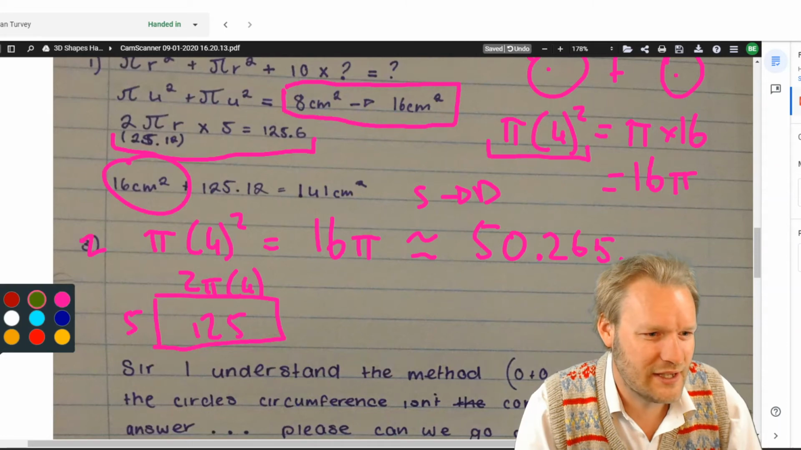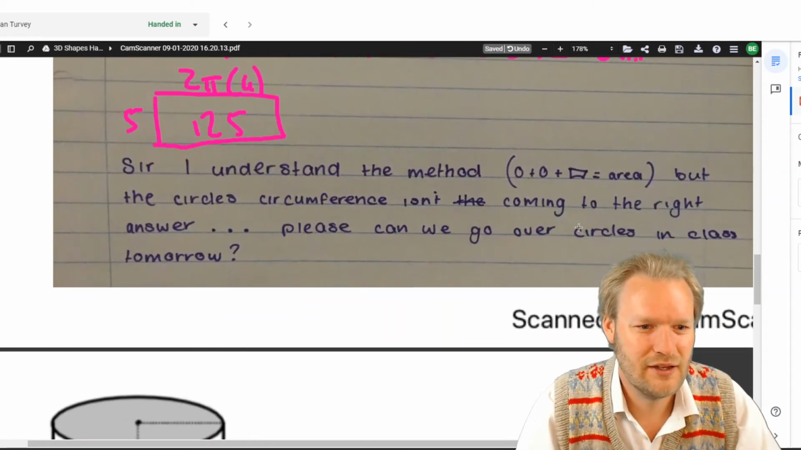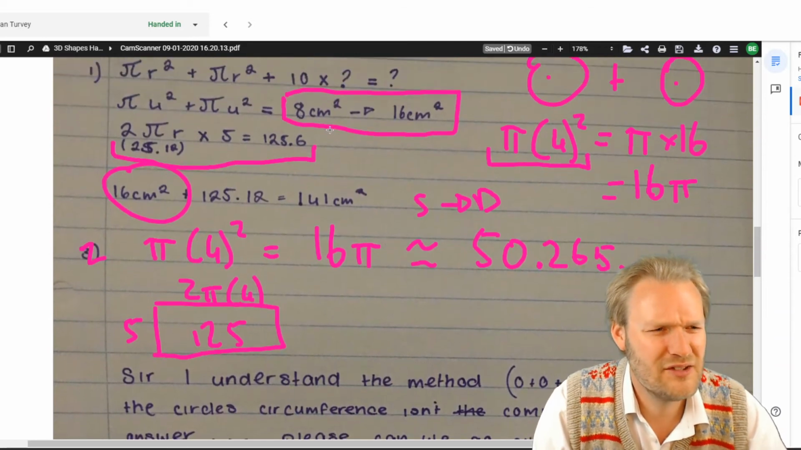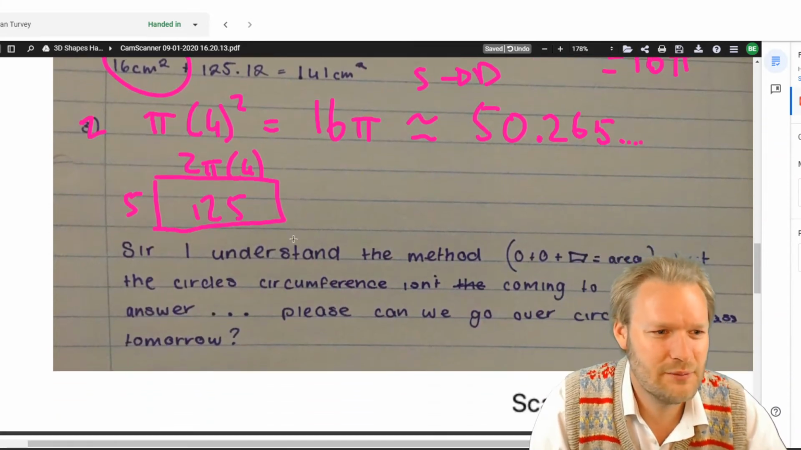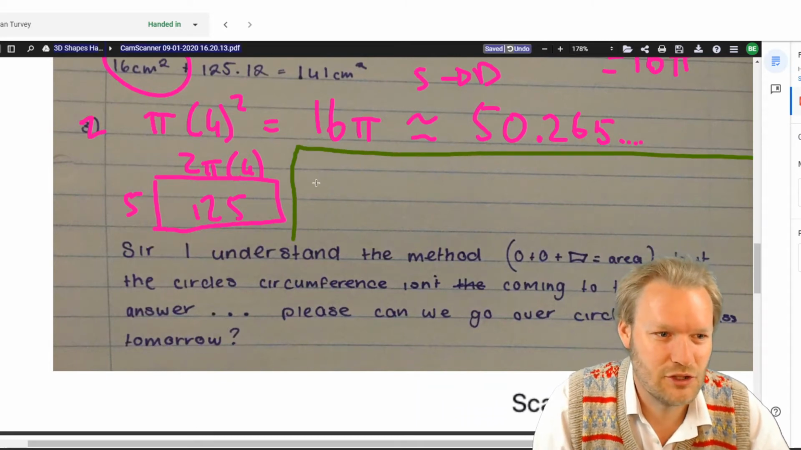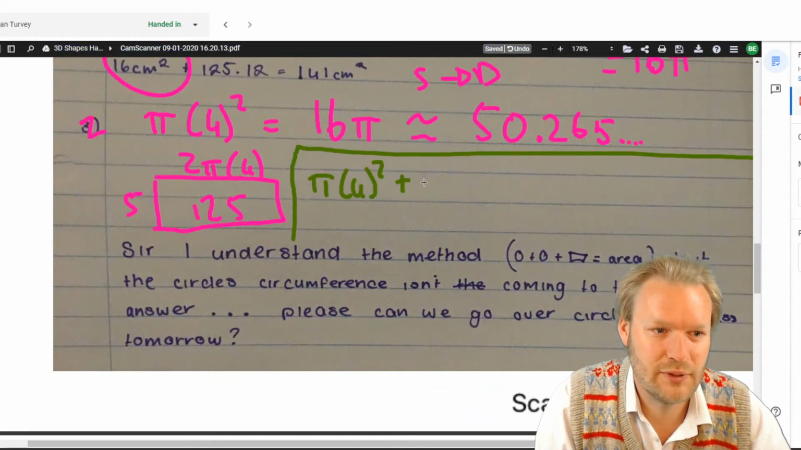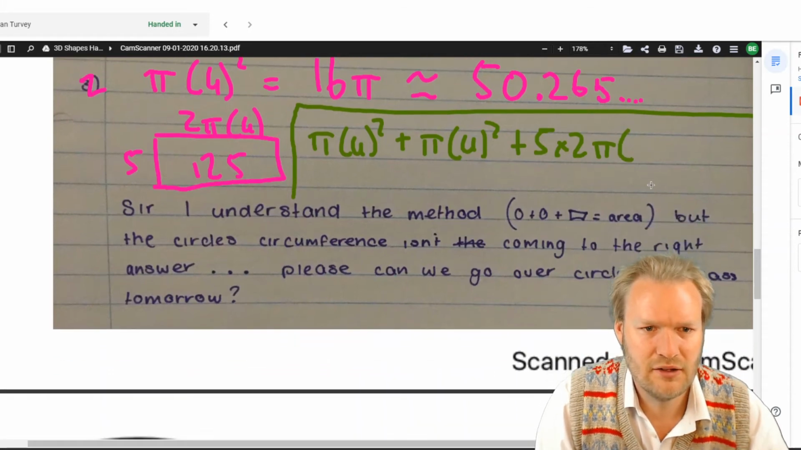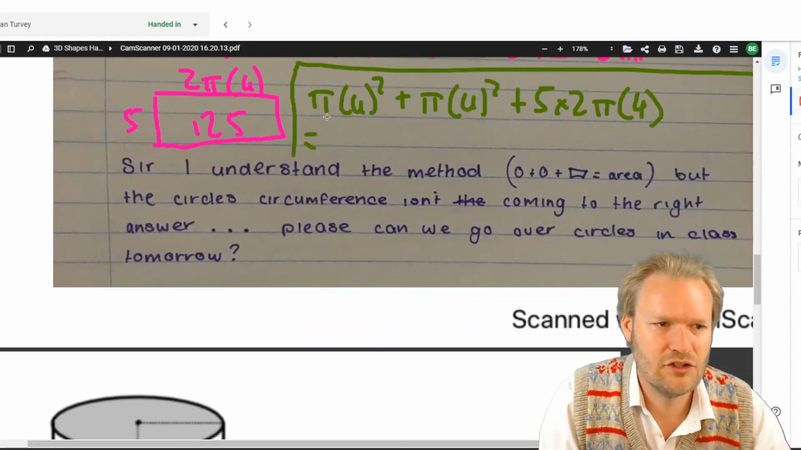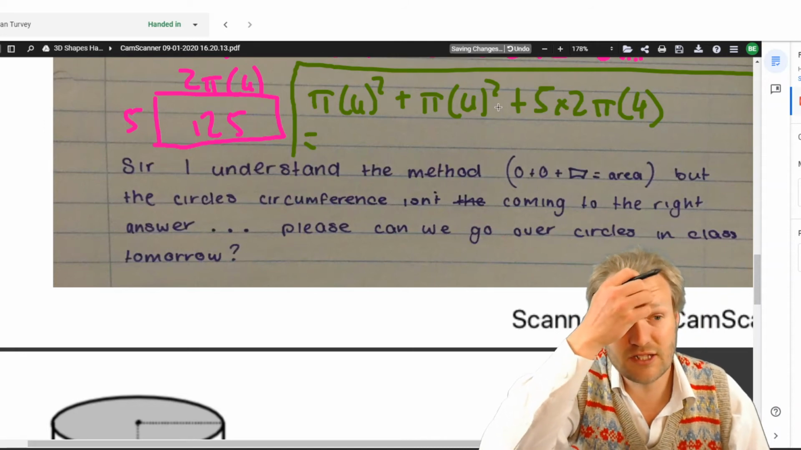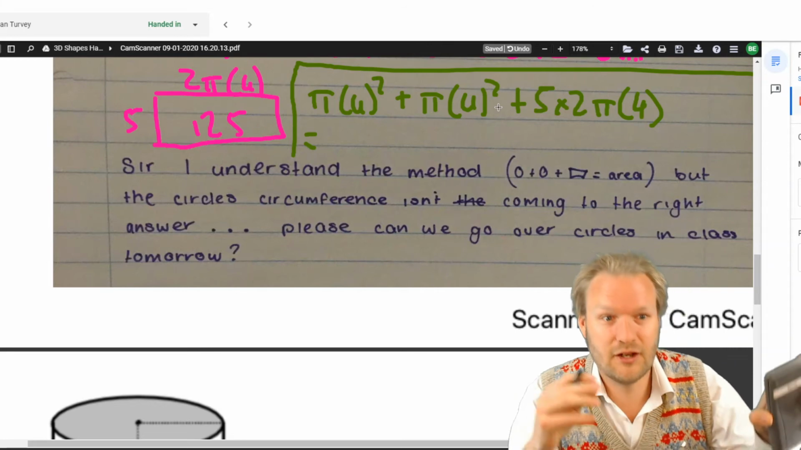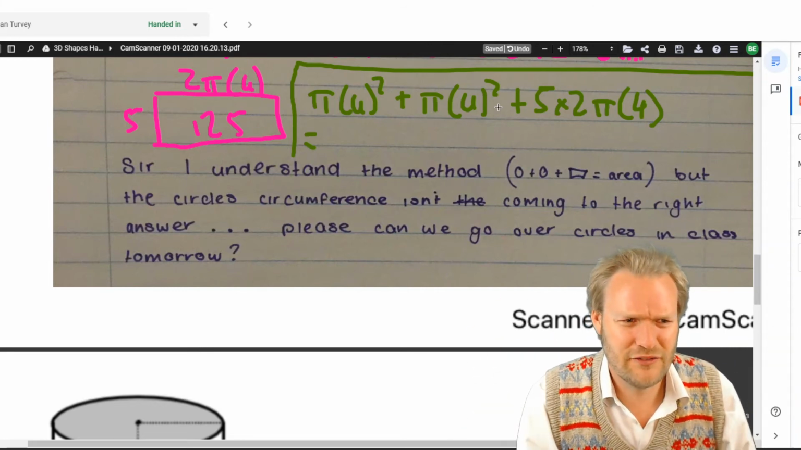Now maybe just as a hint, it's probably easier if you just show this whole bit. I'd be tempted to just go, okay, you said it's pi 4 squared plus pi 4 squared plus, and then the other bit was the height times 2 pi 4, and then you just put that whole line into the calculator. So instead of going 4 squared times pi is this, it's 50 point something, 50 point something, 100, you're going to make some rounding off errors.